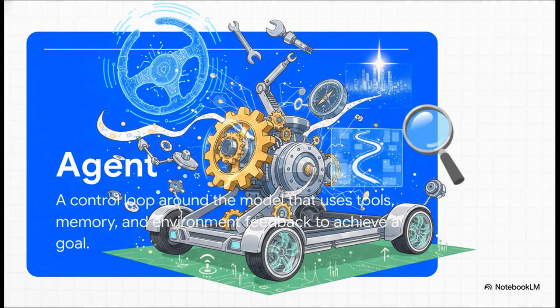So you've got this awesome engine. But here's the thing, right? You can't actually drive an engine down the road. You need to build a whole vehicle around it. And that vehicle, that's the agent. It's the control system that gives the engine wheels, a steering wheel, and a GPS. In other words, it provides tools to interact with the world, a memory to keep track of where it's been, and a goal to work towards.